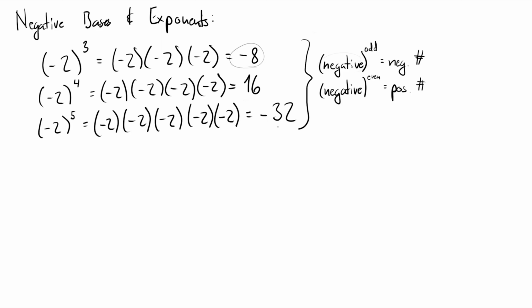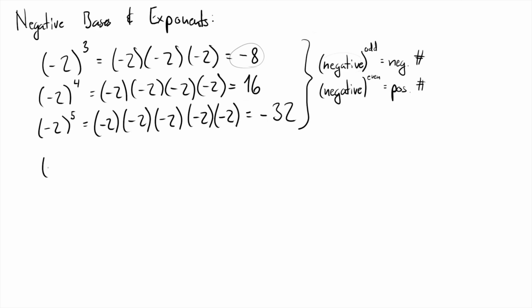And that pattern continues. With these negative bases, we can almost solve them as if there was no negative, and then take a look at our rule and apply it to our final answer to decide what the answer is. Likewise, you can also just go through the process and not really worry about the rule, but the rule is there to help you out. So let's go over one more example with a negative base.